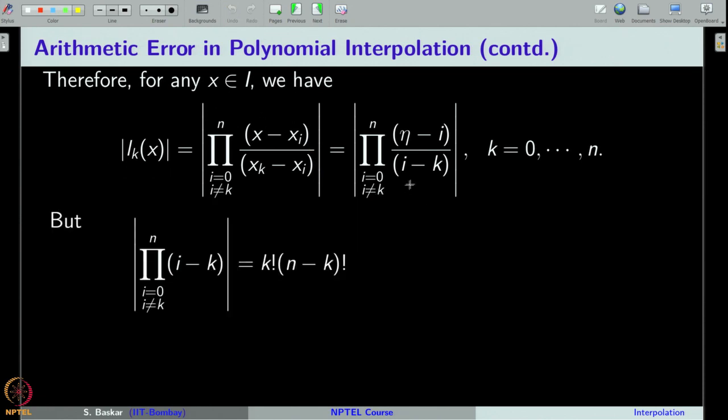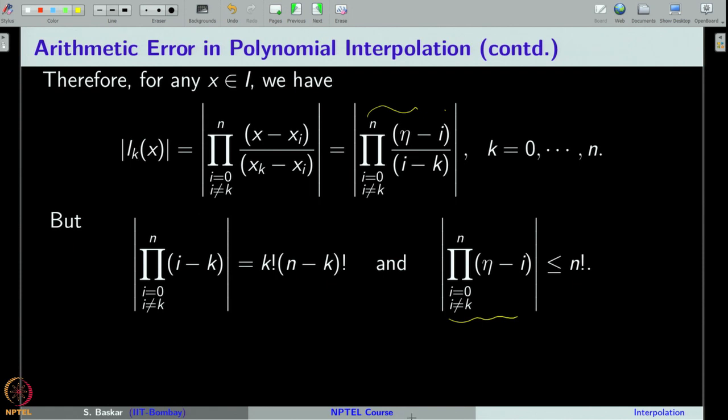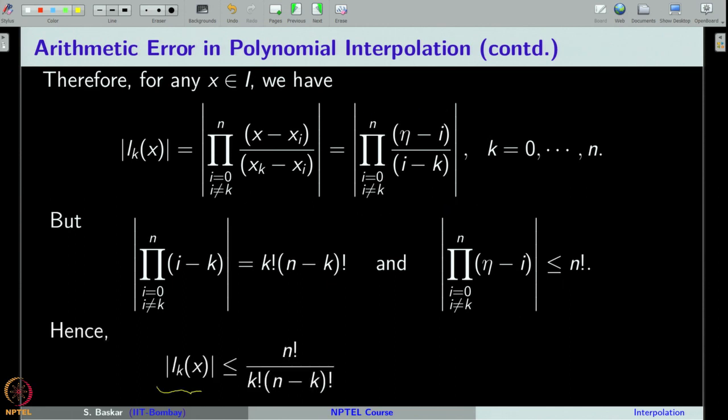Now, let us take the denominator term. You can see that the modulus of the product of this can be written as k factorial into n minus k factorial. It is a very elementary formula which we all know. And also, you can see that the numerator term, that is the product of eta minus i, can be made less than or equal to n factorial. Now, taking these two estimates in mind, we can write the modulus of the Lagrange polynomial as less than or equal to n factorial, which is coming from the numerator, divided by this one, and that is equal.